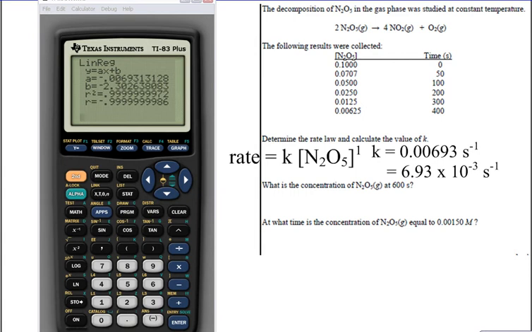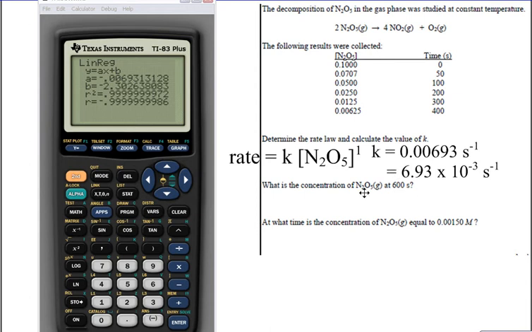All right, so we were calculating integrated rate. We're using the integrated rate law to determine the k value on the last one. Now we're asked to determine the concentration of dinitrogen pentoxide at 600 seconds.